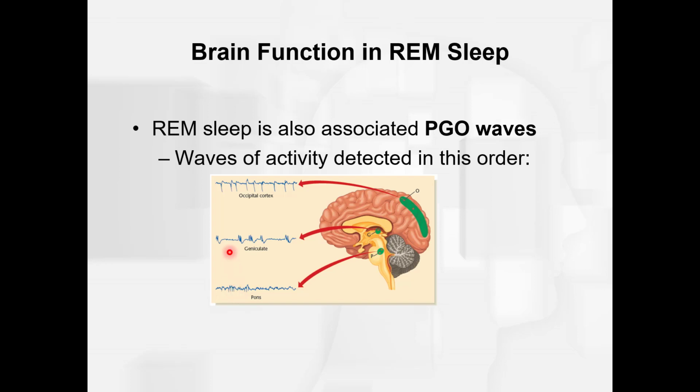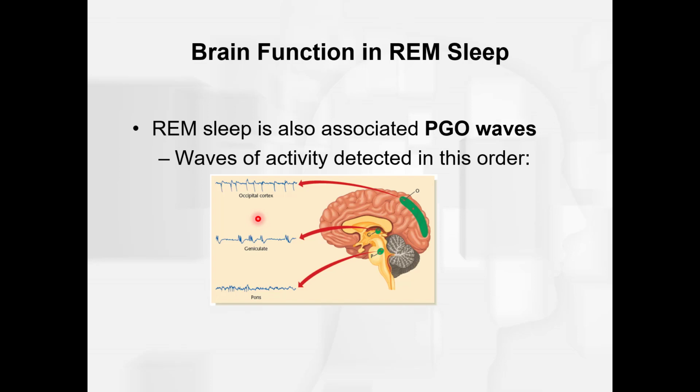And then the next, what do you think that G stands for? This is the geniculate. Everyone say that, the geniculate. That is the G in the PGO waves. And then the O is the occipital cortex. So again, these characteristic waves start in the pons, then go to the geniculate, and then to the occipital cortex.